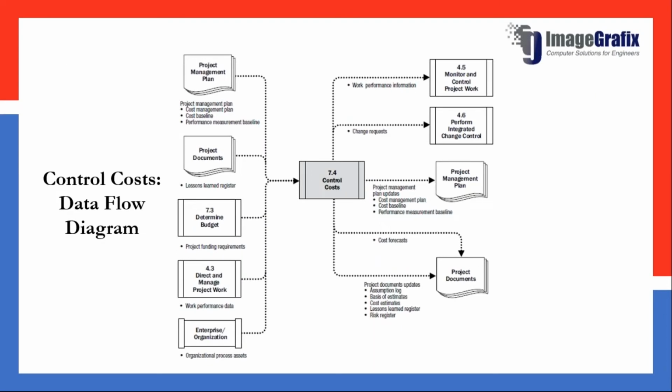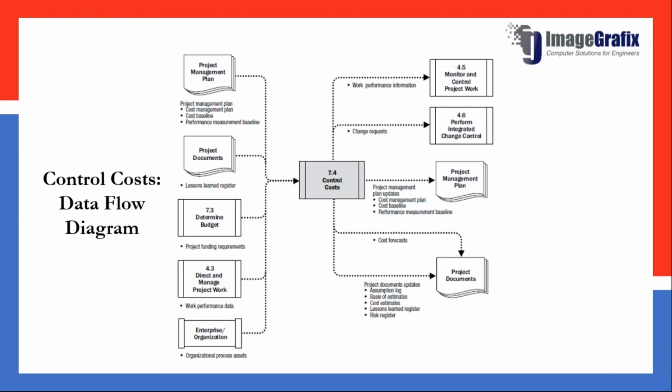This is the cost control data flow diagram from PMI. For the cost control process, the inputs are the project management plan, where we have the cost management plan, cost baseline, project documents, lessons learned, then your determined budget, as well as work performance data and organizational assets. As an output, we will get our work performance information. So we will monitor how we are performing our work, what cost impact it has on our projects, and we have to have an integrated change control system, where we will discuss change control in detail.